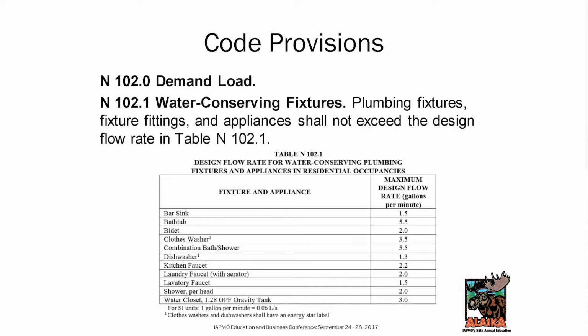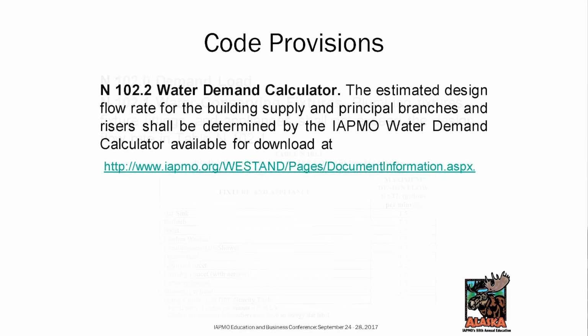And here again, it's pointing out the water conserving fixtures, what the design flow rate is, that using this calculator, you cannot exceed these design flow rates. Like I said before, you can go lower, but you can't exceed these design flow rates. The water calculator is downloadable. You do have to download the Excel spreadsheet.